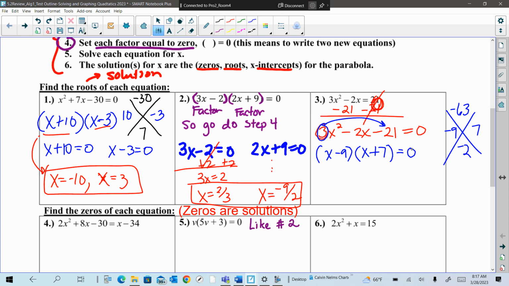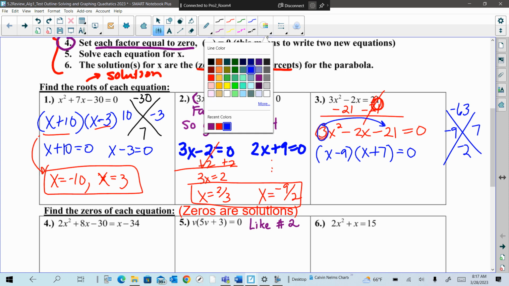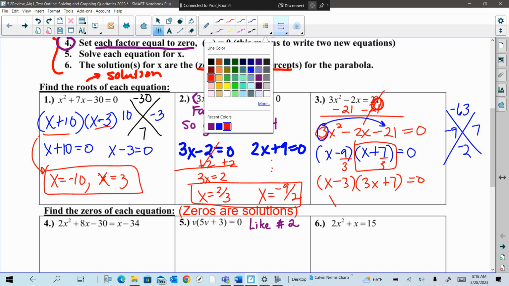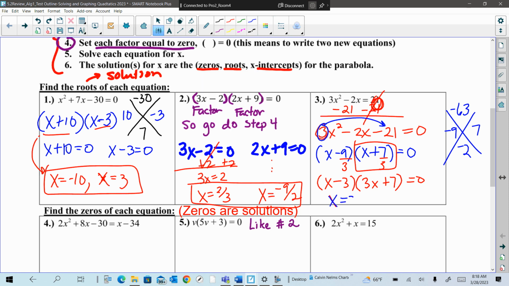All right, but what's our next step here? Are these our factors, or do we have something else we have to do? Yeah, I have to divide by the coefficient. So divide by 3. So yes, this can be simplified to x minus 3. And this, if I put it in factor form, is 3x plus 7. But because I really just want the solution, I just need to focus on the simplified term. So x equals positive 3 here, and x equals negative 7/3 here as our values.